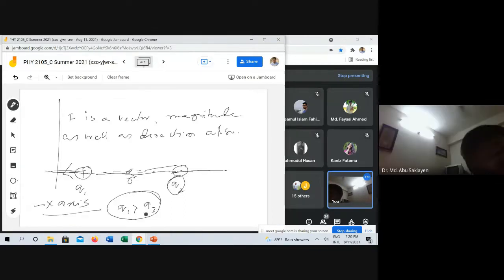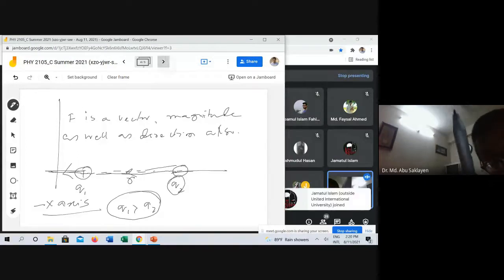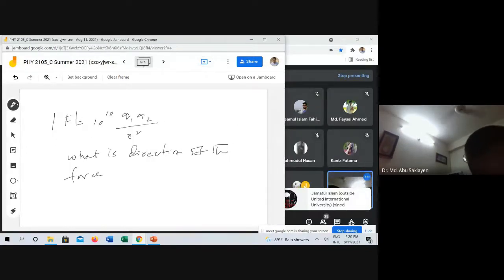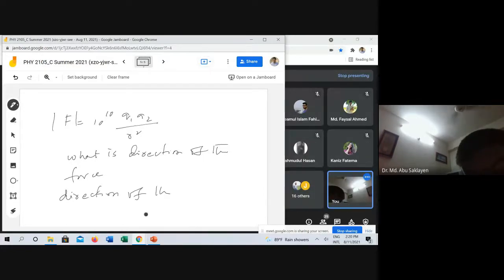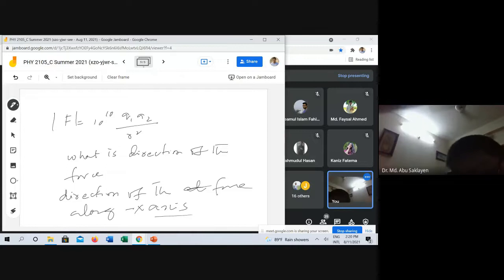Yes, sir. Negative x-axis. So here you can say the direction of the force is along the negative x-axis.